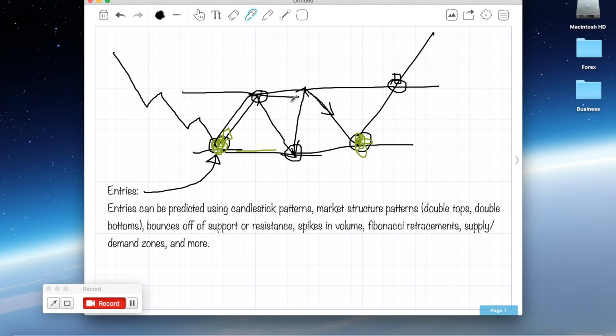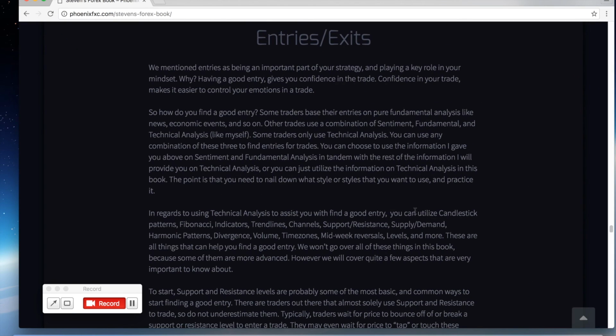Supply and demand zones are really cool as well. And we'll go over a little bit more of this in depth, and then spikes in volume. We'll go over that too. So yeah, here's a channel. Here's some basics on entries. Let's go over a little bit more.